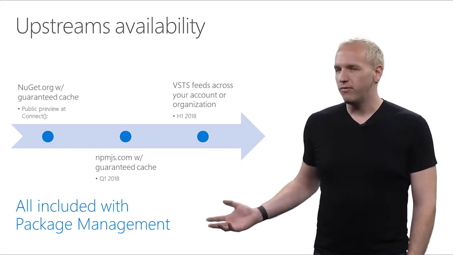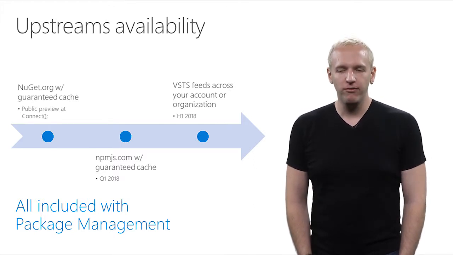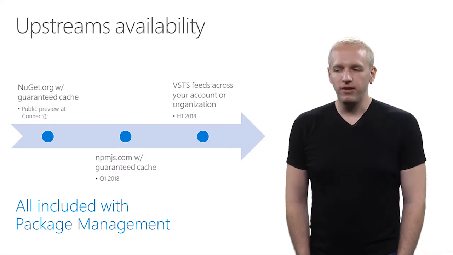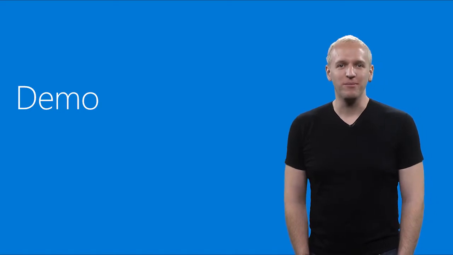We'll also continue to invest in 2018, starting first with an update to the npm.js upstream to provide guaranteed caching of every package you use, and we'll then move to enable upstreams between any feed in your VSTS account. Now, let's take a look at the NuGet.org upstream.